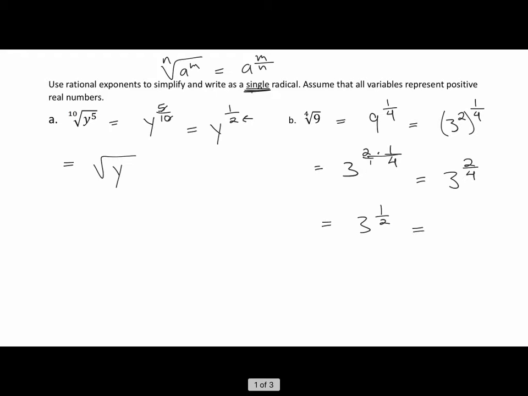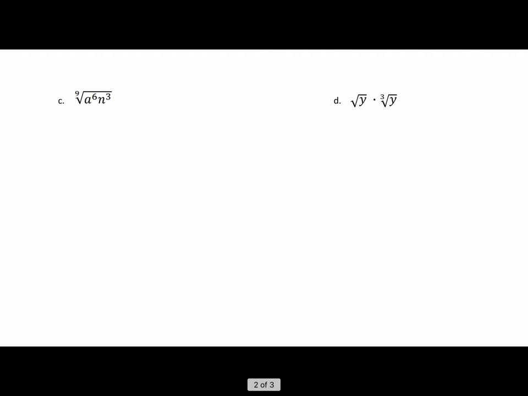And now I want to get this into a single radical, so the index is the 2, that's understood, and the radicand is the base with the numerator. So 3 to the 1 is 3. Square root of 3, that's my final answer.